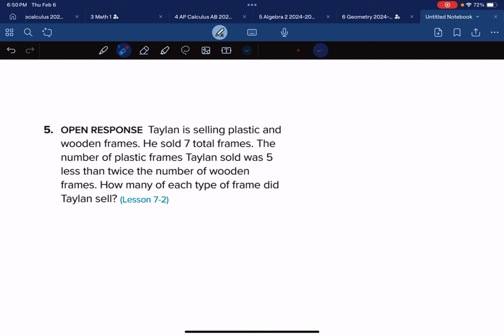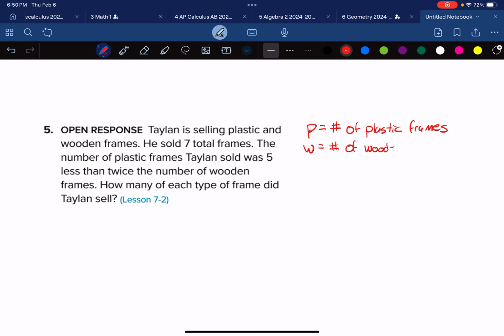So I need to scan this question. What are the two different types of frames? Oh, we go to the first sentence. We've got plastic and we've got wooden. So maybe I'll do P for plastic, W for wooden. That'll make a lot of sense. So let me define my variables. I'll say P is going to be the number of plastic frames, and we'll say W is the number of wooden frames.